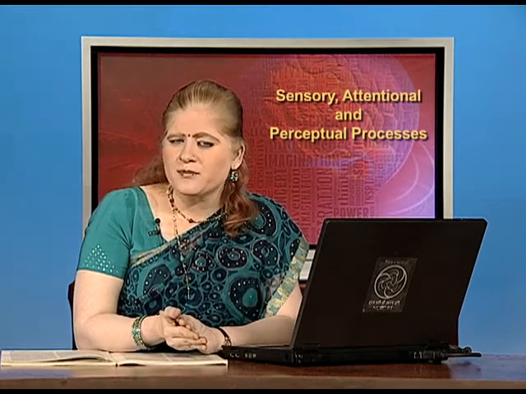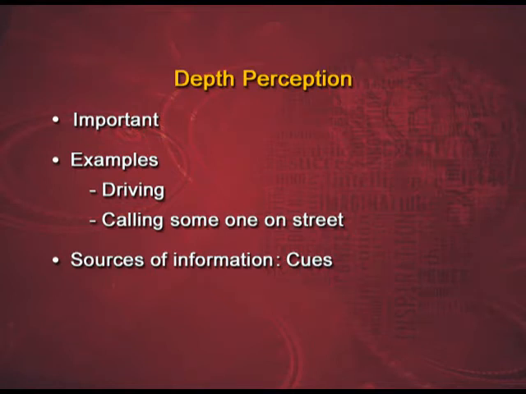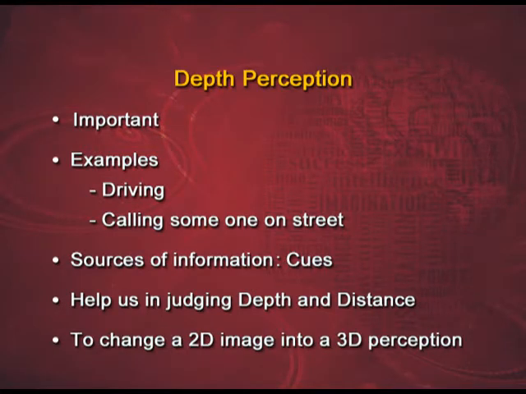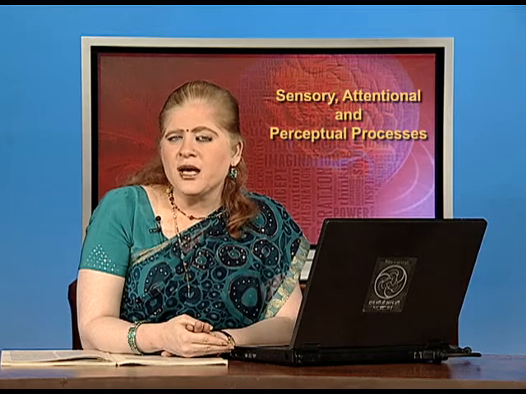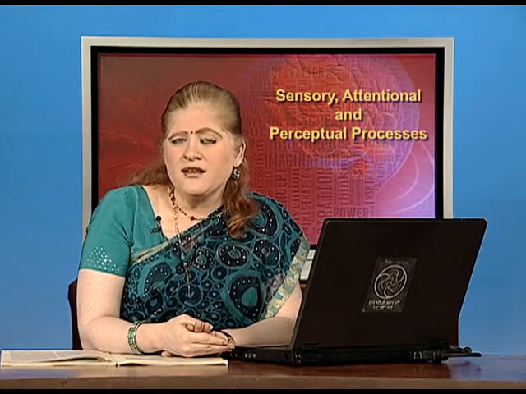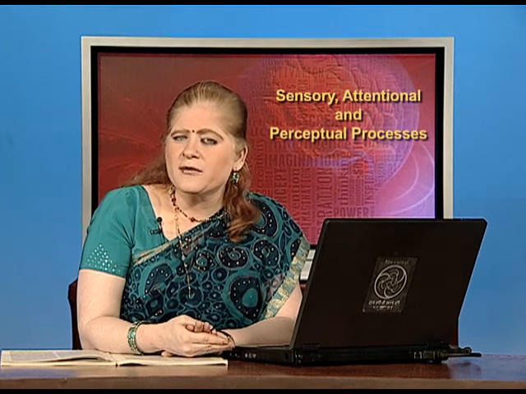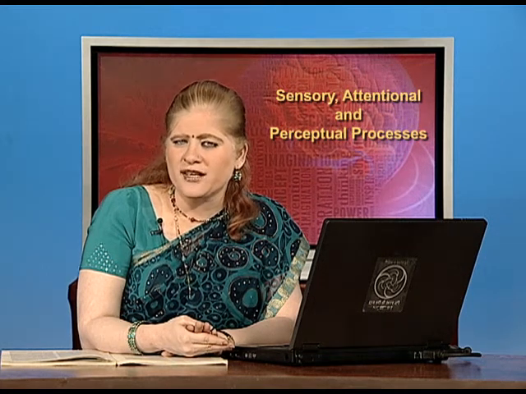The sources of information that help us perceive depth are known as cues. They help us in judging distance and depth. They also change a 2D image into the 3D perception. Let us talk of these cues. Some of them use only one eye. Some others are required to use both of our eyes to be able to see the distance between objects and the concept of depth.